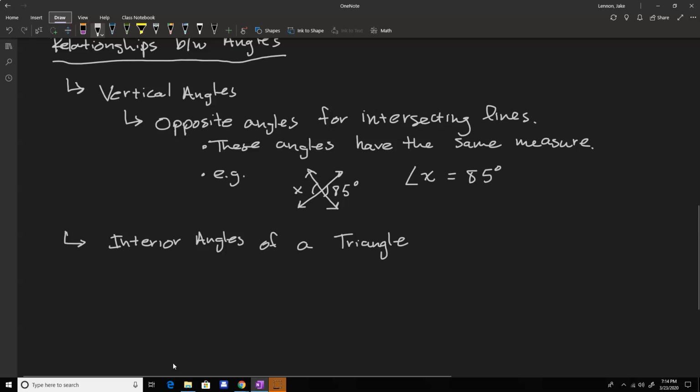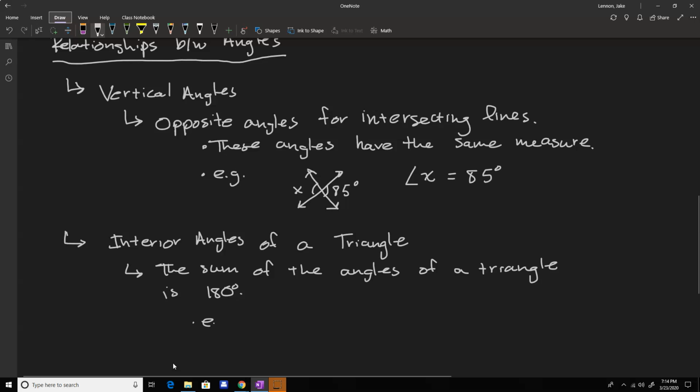So this relationship can actually be expanded to all polygons, but for now let's just focus on the triangle. So for these, the sum of the angles of a triangle: if you add all the angles inside a triangle together, that has to add up to 180 degrees.